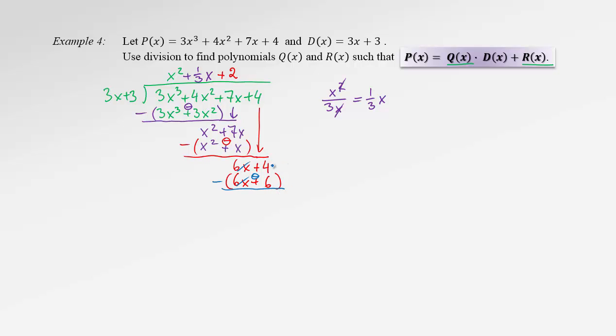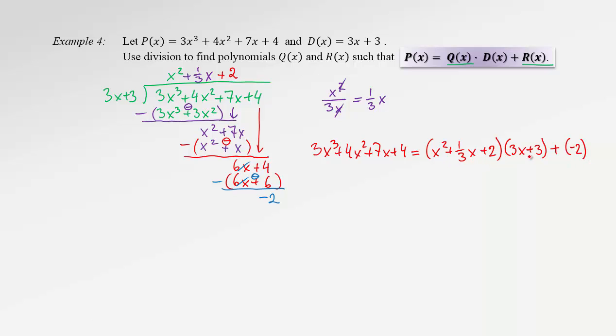Therefore, the 6 is gone, but 4 minus 6 is negative 2. That's our remainder. Okay, so we can write our polynomial in this form. We can say that 3x cubed plus 4x squared plus 7x plus 4, which is p of x, equals the quotient, which is this much. Okay, let's place the bracket here: x squared plus 1/3 x plus 2, times the divisor, which is 3x plus 3, plus the remainder. The remainder is negative 2, so we can write it like this.